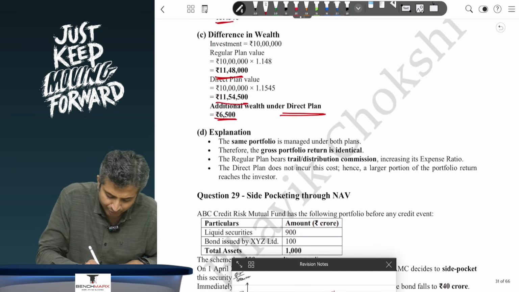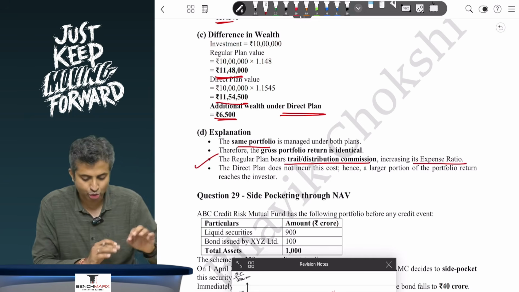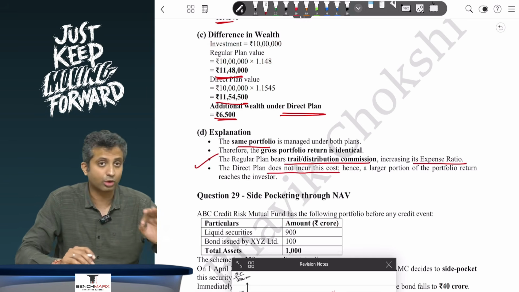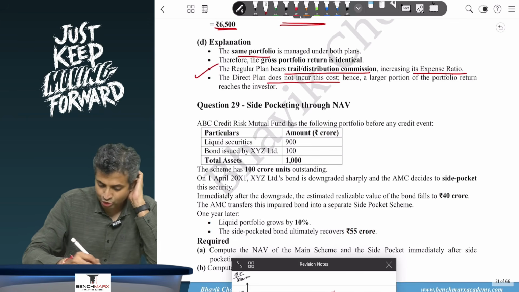The same portfolio is managed. It is just that the regular plan bears trail or distribution commission, which is increasing the expense ratio, whereas the direct plan does not incur this cost. And this is the primary source for the difference. Okay. Next, you have another concept.